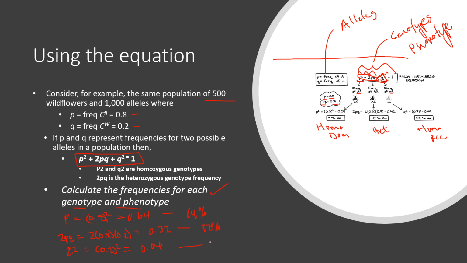32%, and then 4%. And so using these percentages, you could then say, if we have a population of these flowers, let's say we have 1,000 individuals in that population, we can then determine how many would have each genotype. Or we could say how many alleles, dominant and recessive, are there in that population.